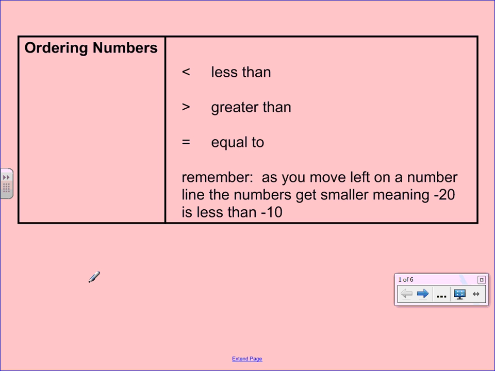Likewise, when you're dealing with a list of numbers that has positives and negatives, remember that the further left you move on a number line, the smaller the value of the number. For example, negative 20 is less than negative 10. You would write that as negative 20 less than negative 10.